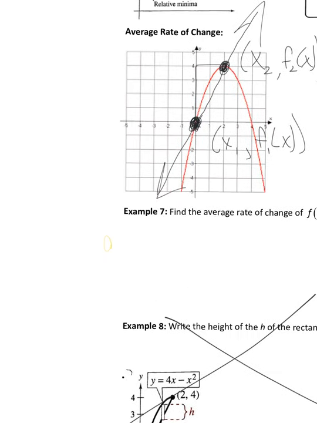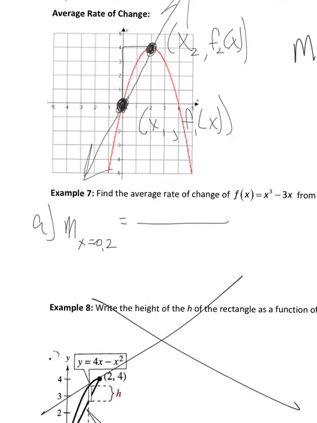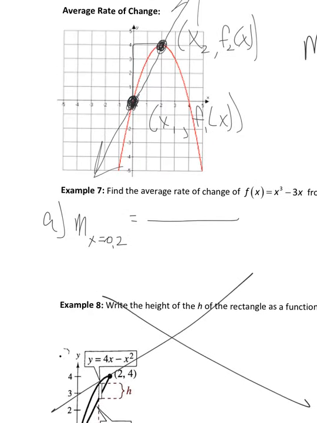So for a over here, I'm going to write it like this. M sub x equals 0, comma 2. It's going to be kind of a subscript. You don't have to do that, but that's saying what is the average rate of change from, oops, I did that wrong. It should be from negative 2 to 0. So from negative 2 to 0, you don't have to do it that way.